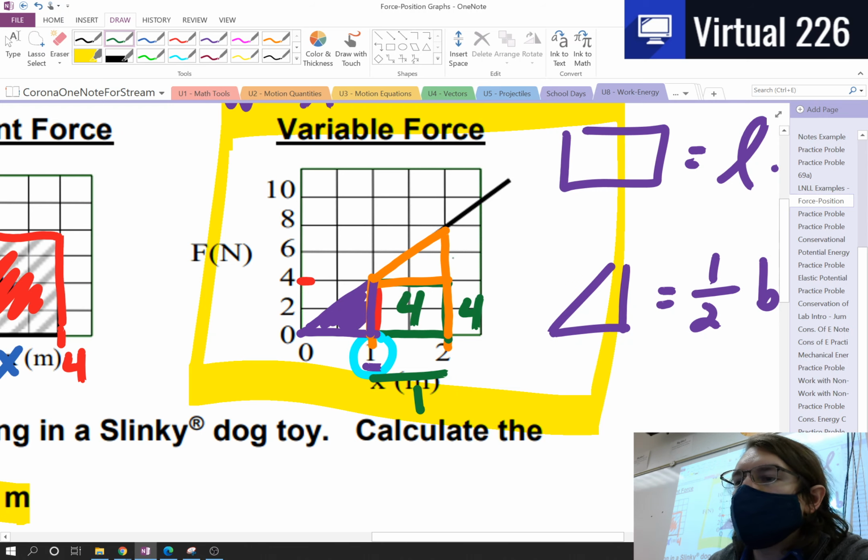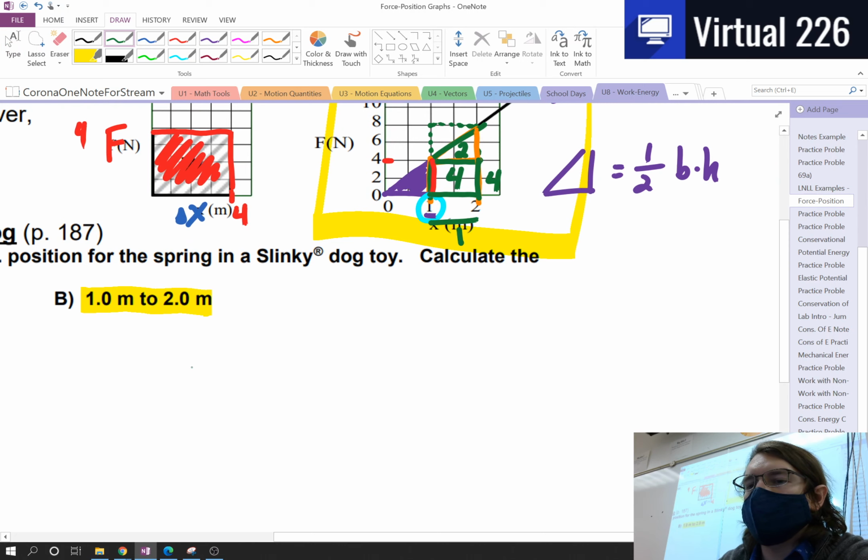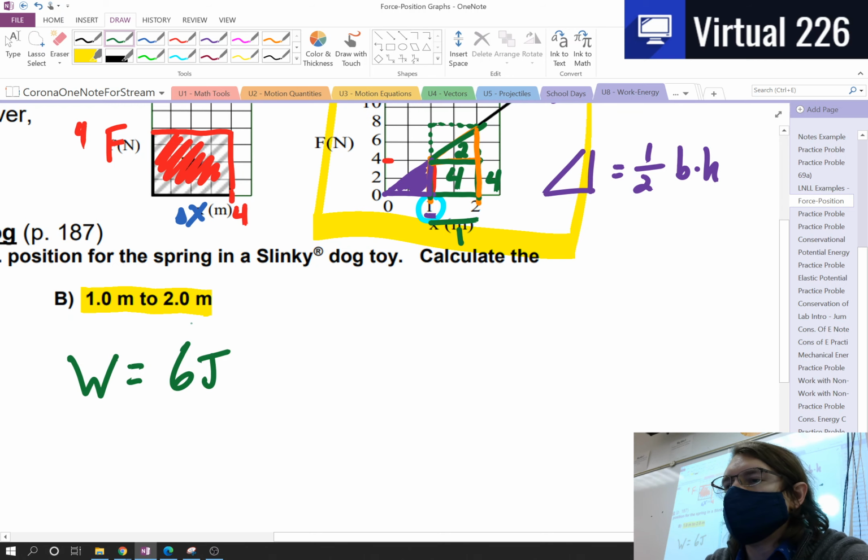This triangle up here, we could do a 1/2 base times height, or we could recognize that it looks to be a very similar square like this as down below, and then we cut it in half, just like you'd cut a sandwich in half. So this area up here is 2. 4 plus 2 is 6. So our work for part B, which is nothing more than an area, is 6 joules.